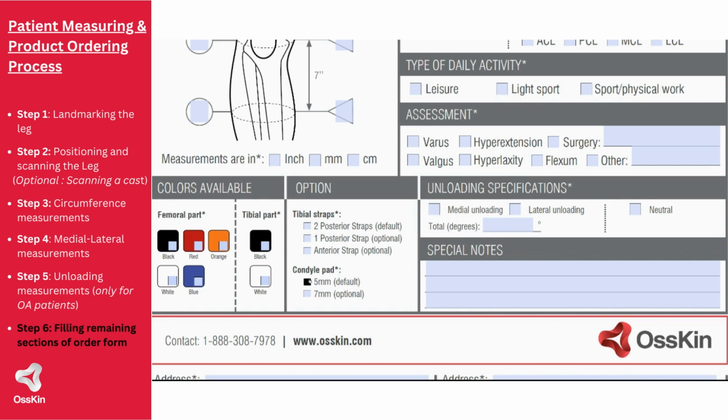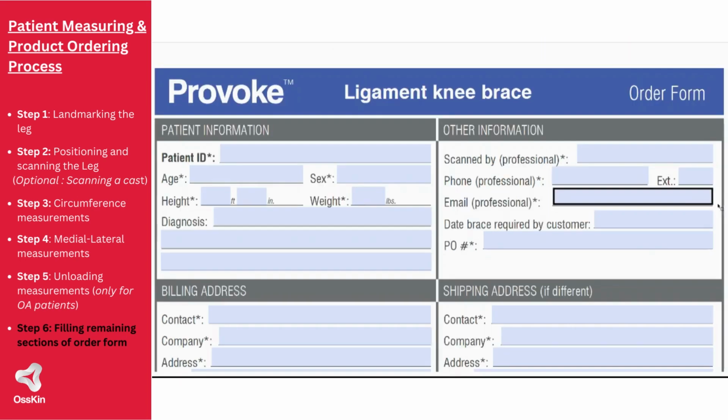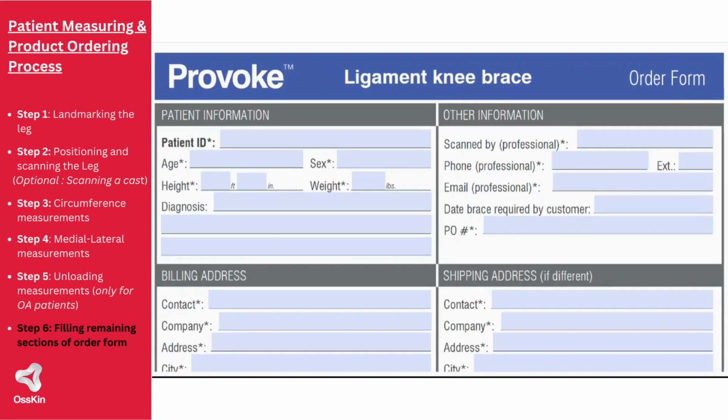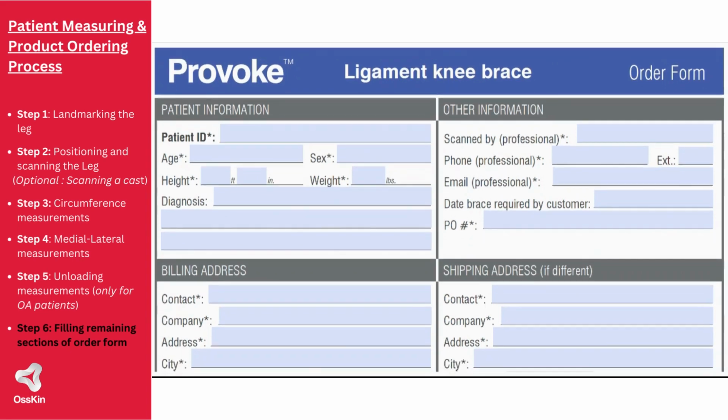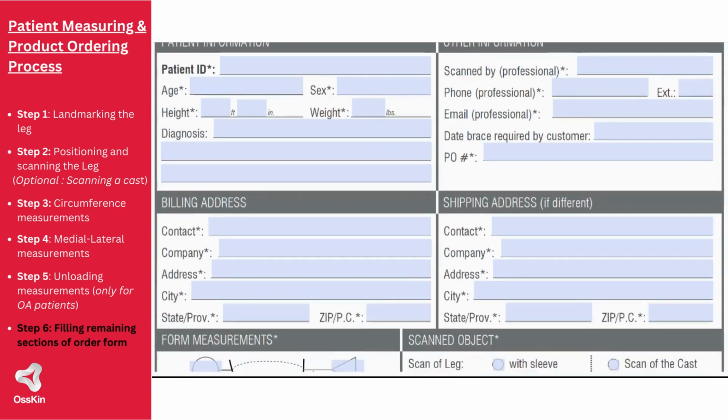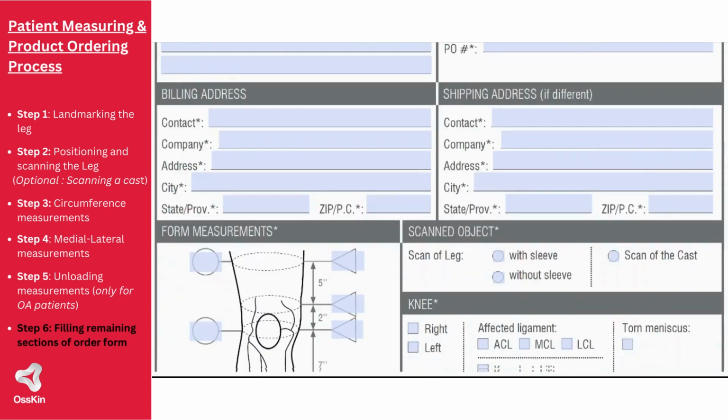The default condyle pads are 5 millimeters, but you can also ask for 7 millimeter optional condyle pads for patients that are very bony or have a more sensitive knee joint. And then there are the different color options that you can identify with the femoral portion and tibial portion. When filling out the Provoke order form, the top 4 portions are the same as with the Evoke: patient information, your professional information, your billing and shipping address.